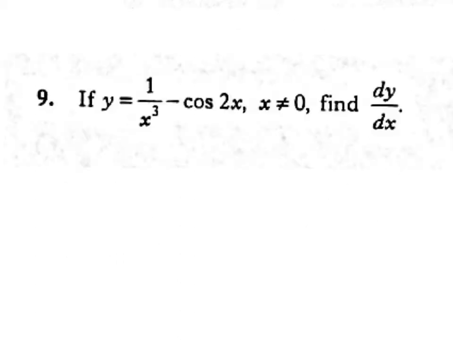Section 9, question 4. If y equals 1 over x cubed minus cos 2x, find dy by dx. So I'm asked to differentiate here. So I've got this algebraic element to differentiate, and also the trig element.